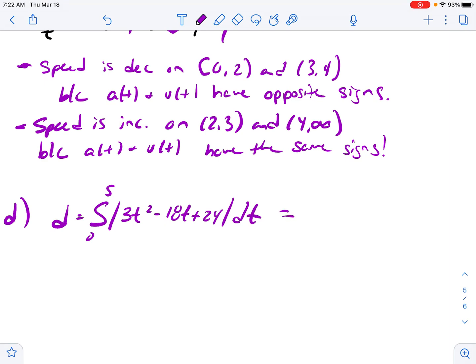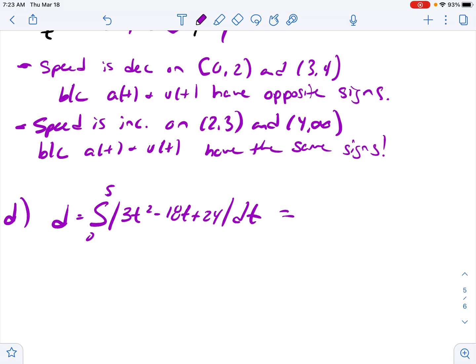Okay, so there's your integral setup. And once again, take a moment to punch that in. I'll do it as well. Math 9, integral 0 to 5. Math number absolute value, 3x squared minus 18x plus 24 dx.